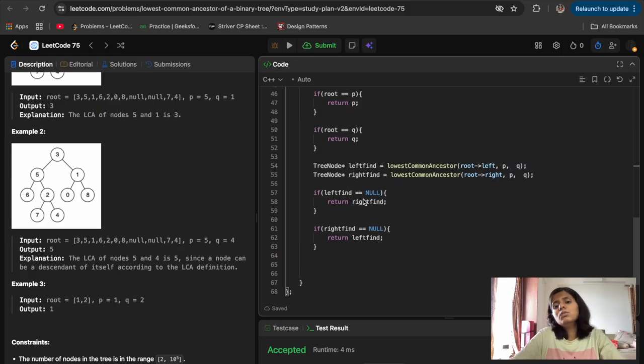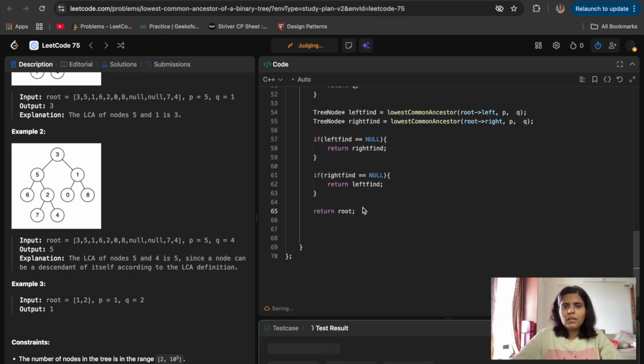And the left find is 5, right find is 1. So as I found nodes on both sides, that means the one on which I am is the common ancestor, because on both sides I have found nodes. So I will return the root only. So let's run this and submit it.